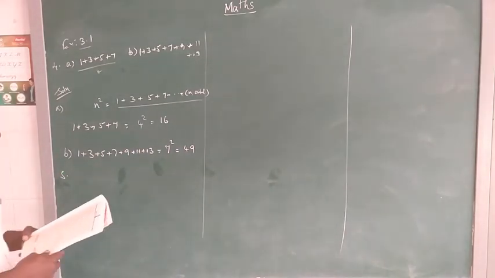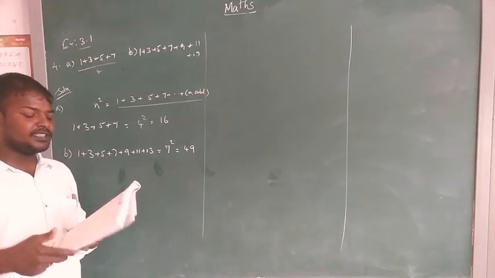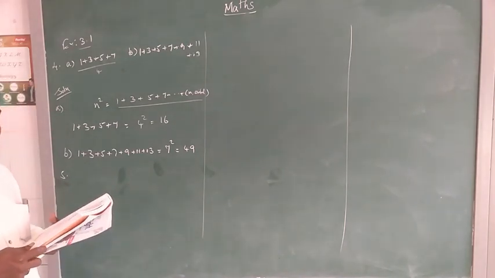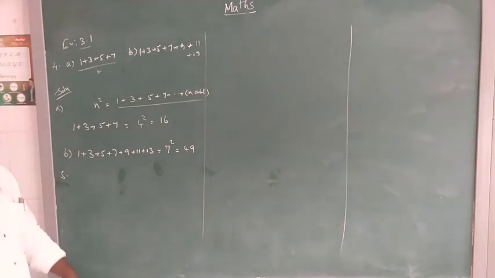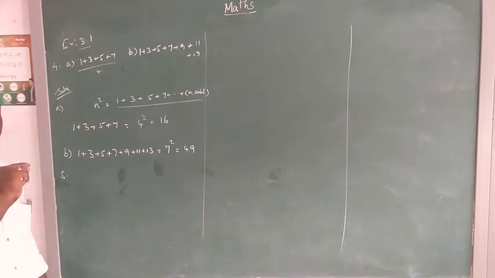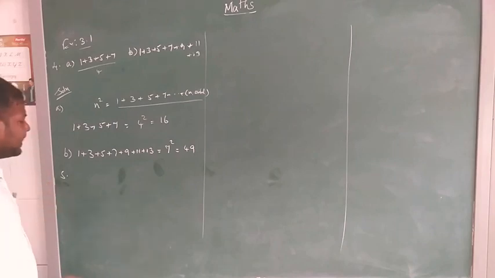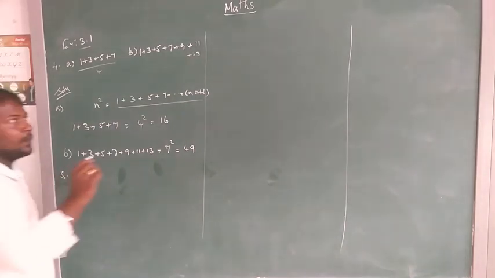What is the fifth one? Find the digit at the ones place in the square of the following numbers. So we want to find your ending number. You need not find the square of the numbers. What is your ones place number? So we studied the property.